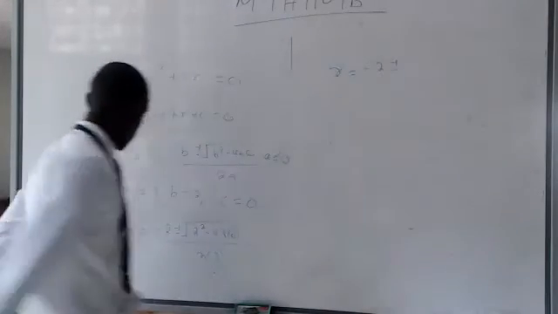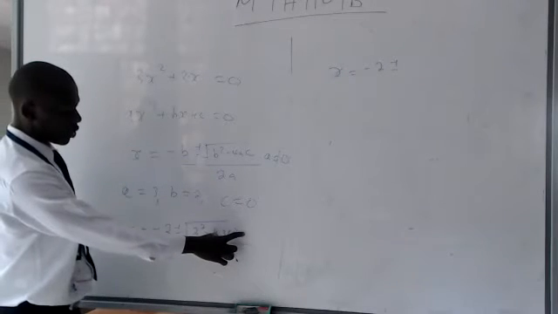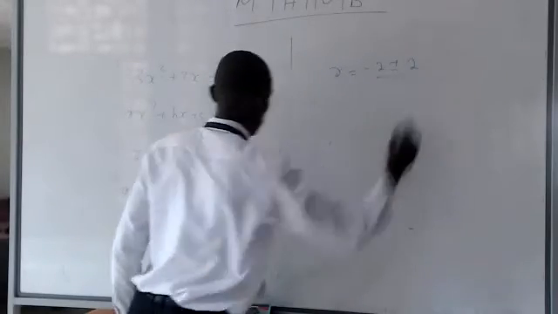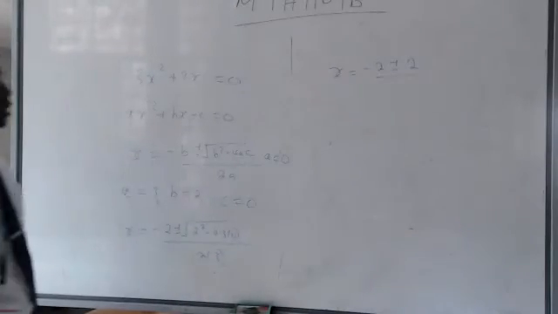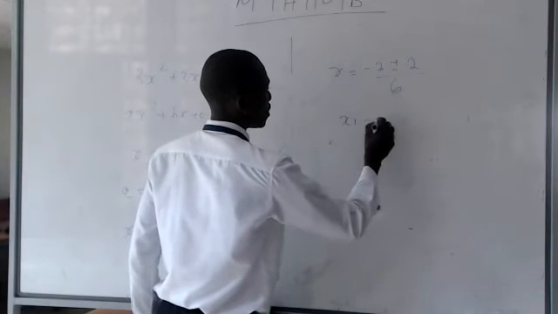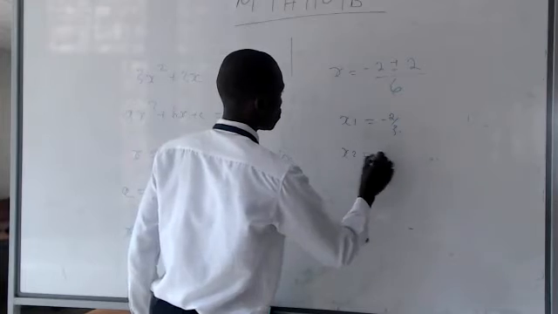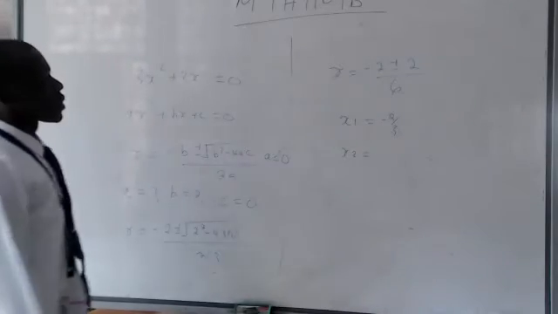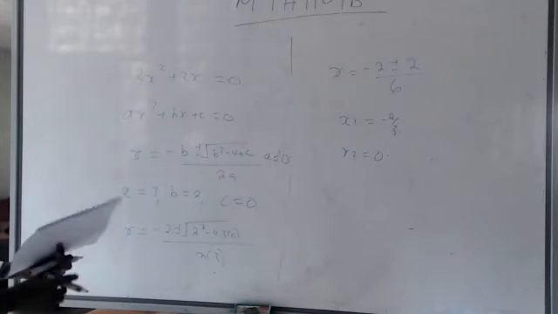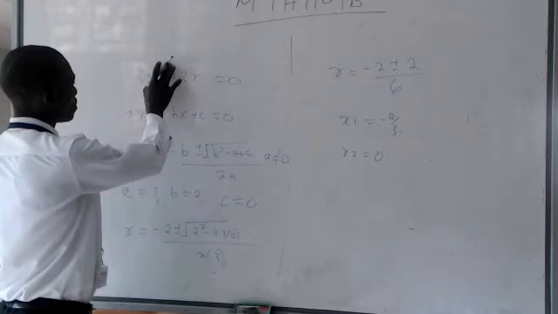So we get -2 plus or minus, well, inside the root symbol, this will be 4. Square root of 4 is 2. Divide by 2 times 3, well, that's 6. So you have two solutions. X1 is minus 2/3. X2 is simply 0. So those are the two roots.